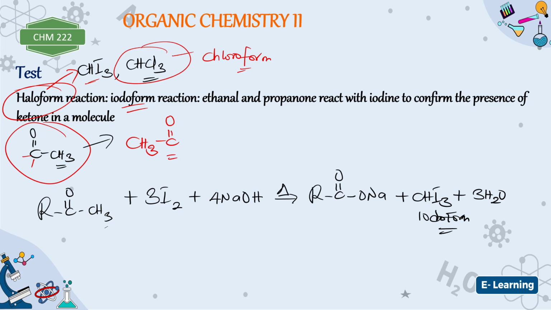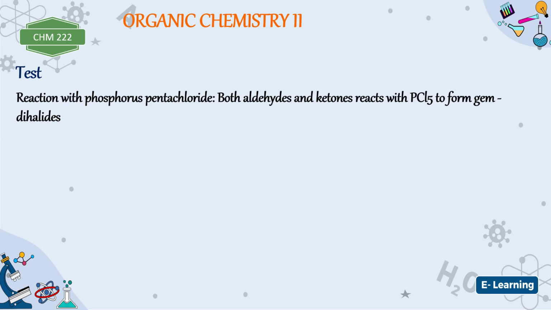Then we have reactions with phosphorus. Both aldehyde and ketone react with phosphorus pentachloride to form gem dihalide. We also talked about the reactions of gem dihalide with water or with sodium hydroxide to give back the aldehydes and ketones. Go back to the previous lecture. So both aldehyde and ketone react with PCl5 to form the gem dihalide.